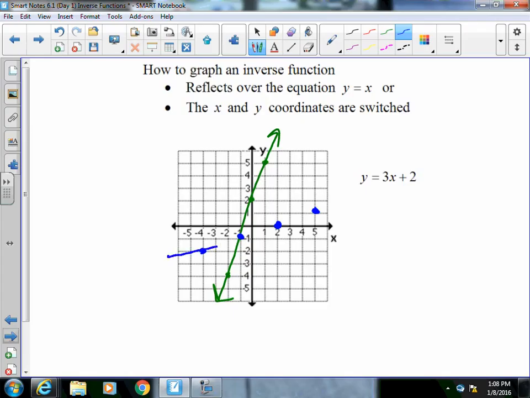So my inverse is in blue. Now, does it appear to reflect across that line? Yeah, it does. So the reflection point is a good way to check. Looks like it's reflected. Let's try another.